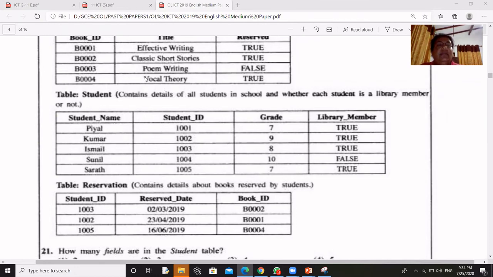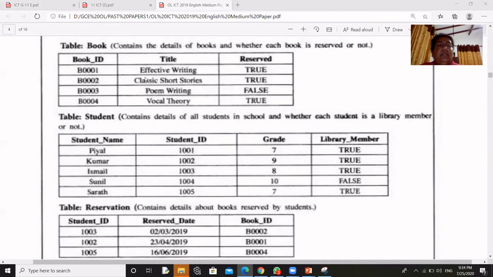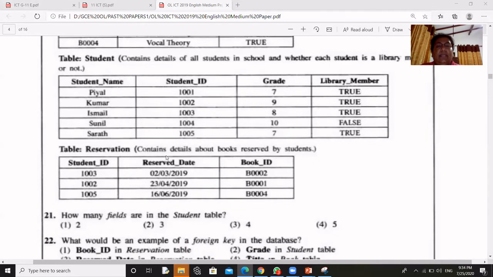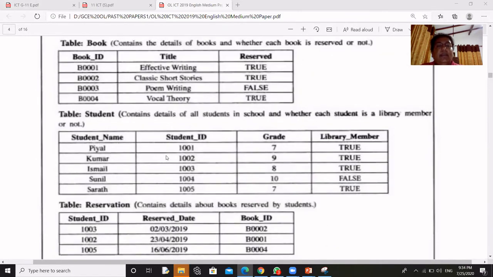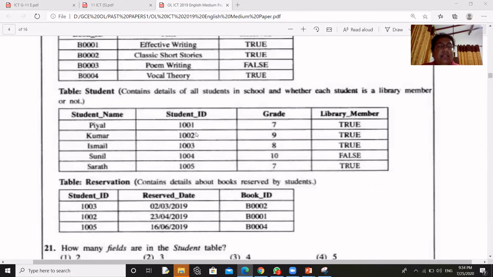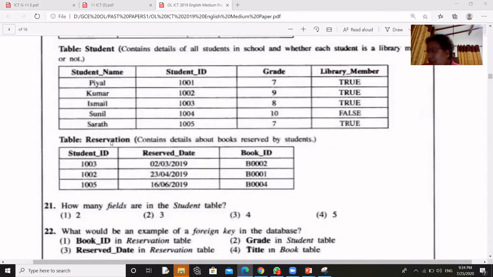Thank you, Navita. Then with the book table, the primary key is book ID. With the student table, the primary key is student ID. Niduli, when you are using the reservation table, what should be the primary key? Student ID and book ID? Very good. Thank you so much, Niduli.